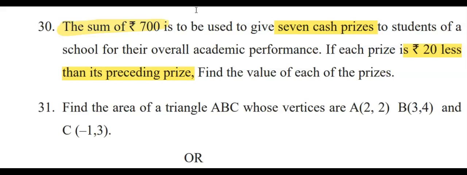Its second prize is 20 rupees less. Again, the third prize is 20 rupees less than the second. Again, the fourth prize is 20 rupees less than the third, and so on. So let me solve this problem.